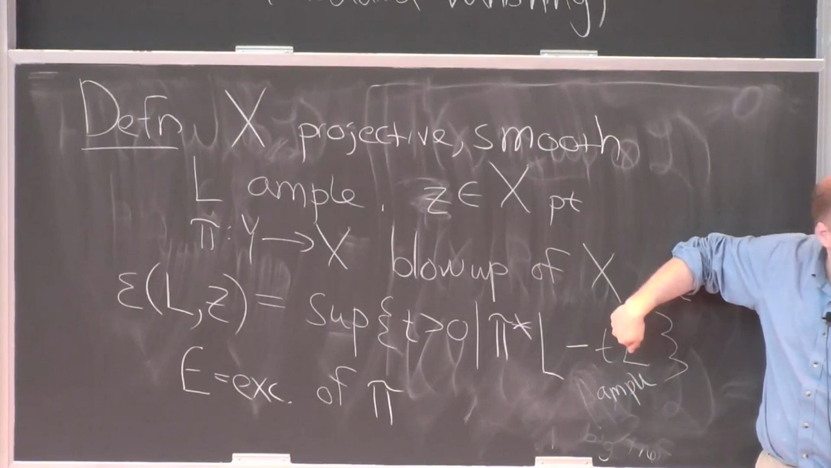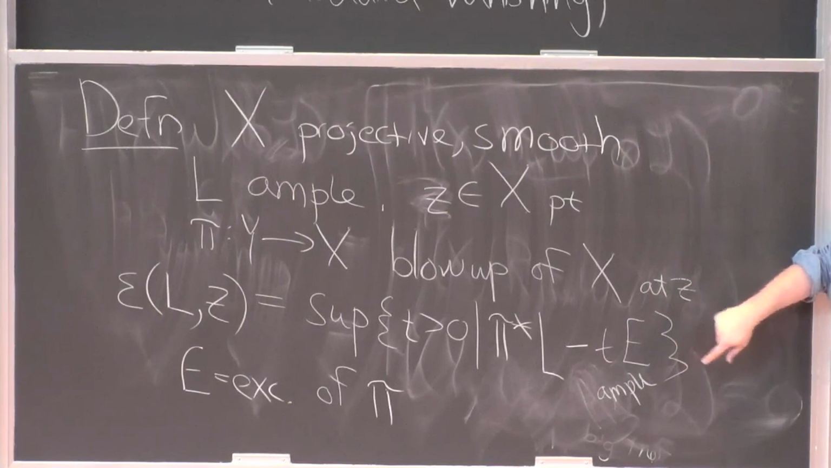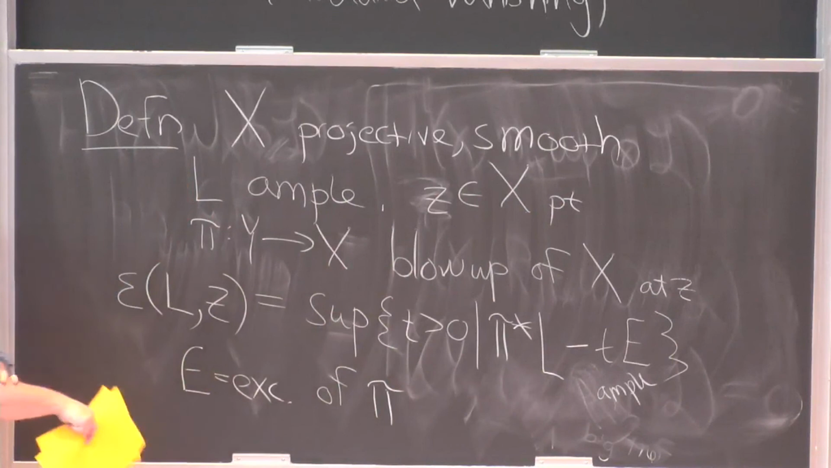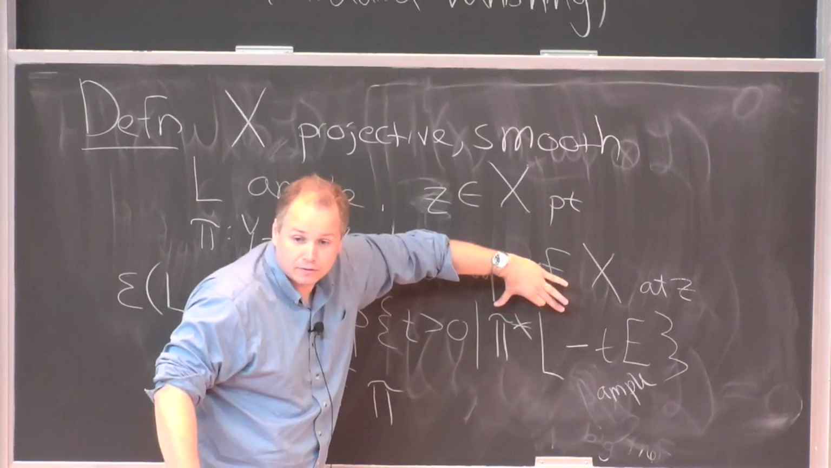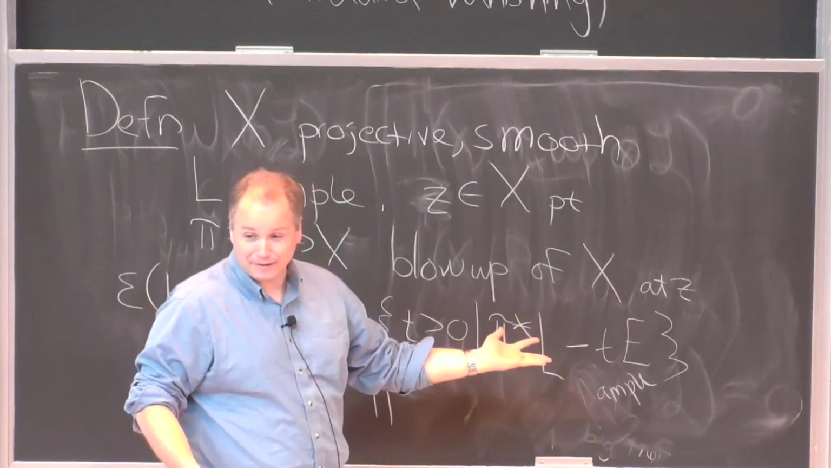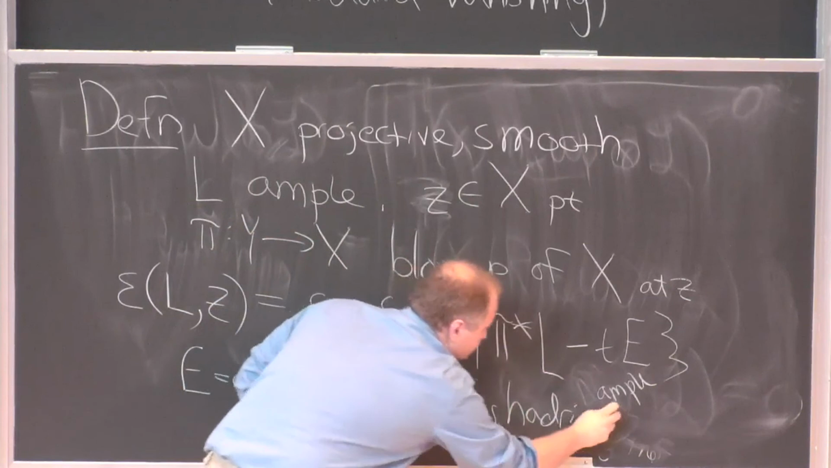But minus tE, for small t, it is ample. If I say nef and big here, I'd be safer. So for small values of t, because this is ample, this thing is ample too. But as t gets bigger, I'm subtracting off more and more, and there's no way I'm going to still be ample. It's only relatively ample for the map. And so this is called the Seshadri constant of L at z.